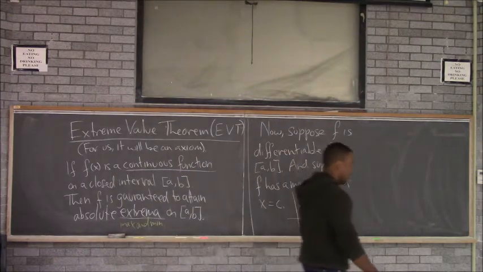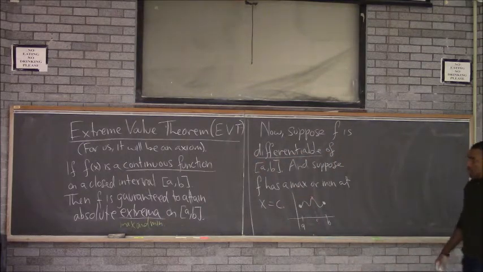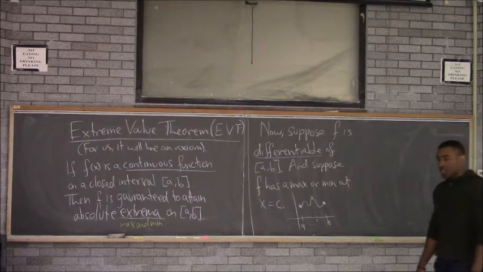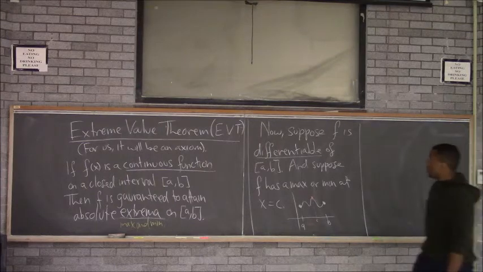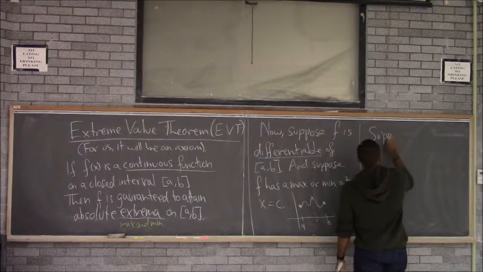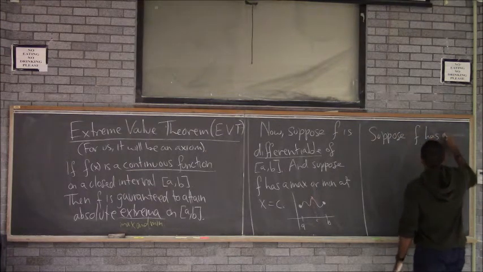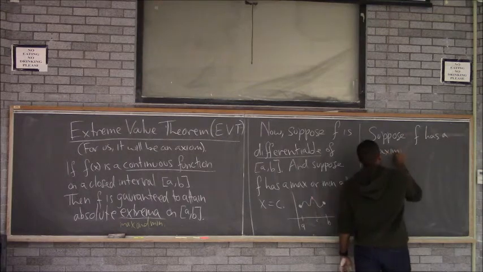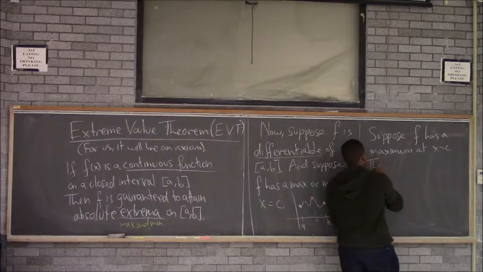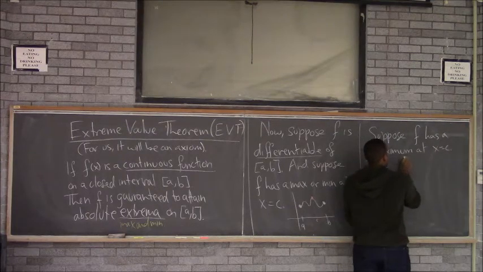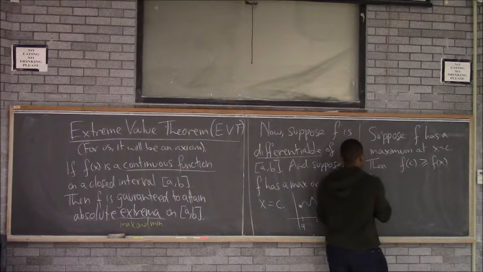It turns out that if you can find the derivative and you know there's a maximum or a minimum, the derivative will attain a very specific value. What is that value? Let's actually figure this out. Suppose f has a maximum at x equals c, then what this means is that f of c is going to be greater than or equal to f of x for all x near c.